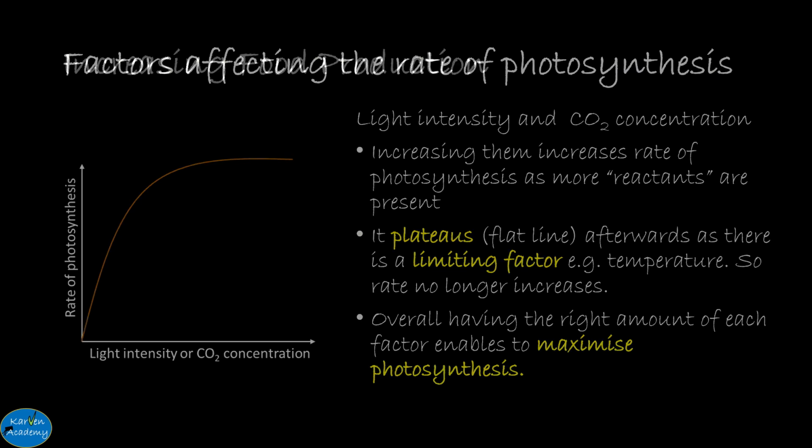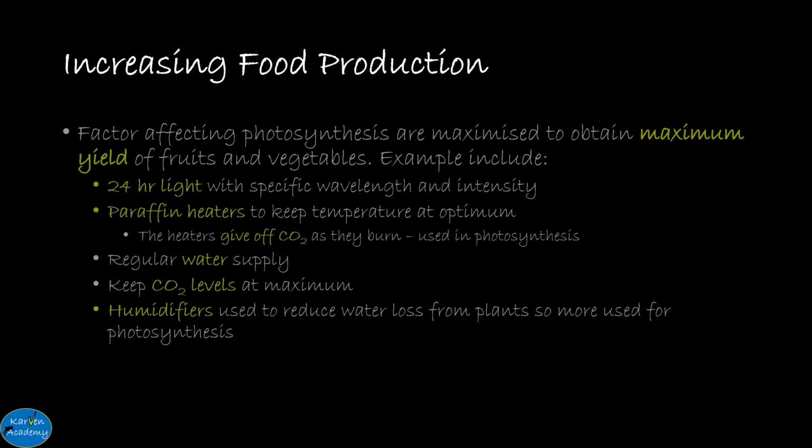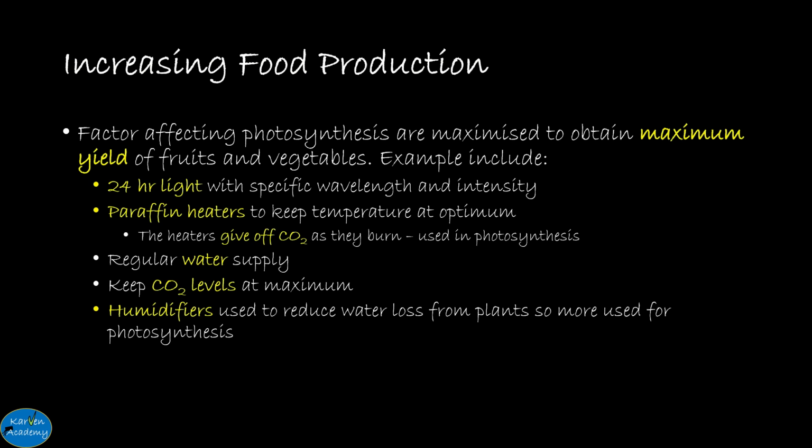And this is important when we want to increase food production. Because of the growing demand, we want to maximize the yields of fruits and vegetables. And farmers do this by, for example, using 24-hour light. Because they're using light throughout the 24 hours, the plants do not stop photosynthesizing at all, because as you should know, plants don't photosynthesize during the night because there is no light, but having 24 hours of light allows them to carry out photosynthesis throughout.